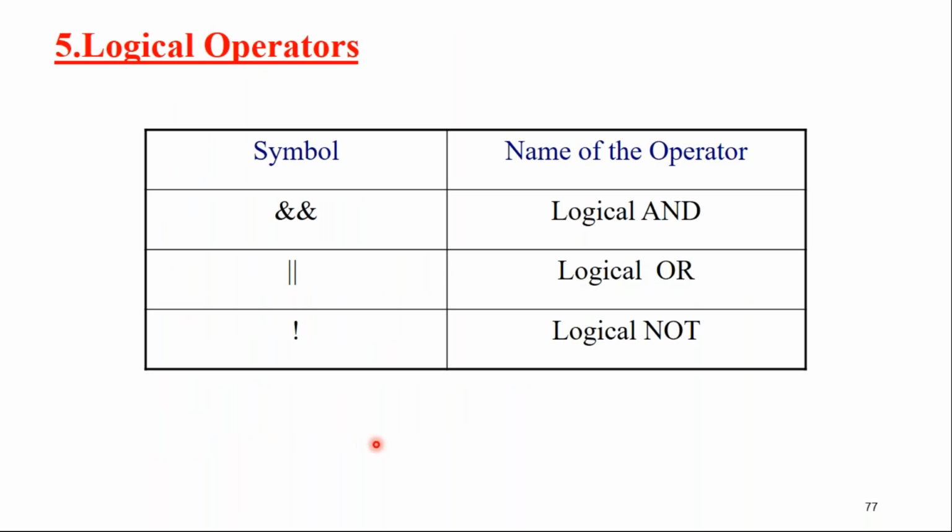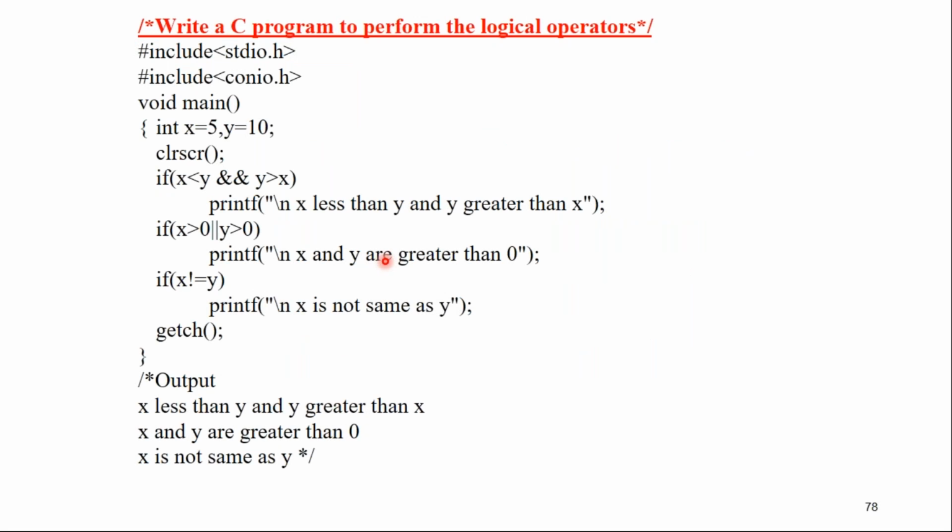Next, logical operators. Logical and, logical or, and logical not. These are the logical operators. We will discuss this. If you can understand, that is okay. Why I'm saying we can discuss later is that this is a little bit confusing.